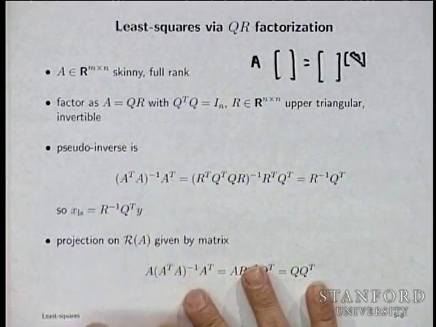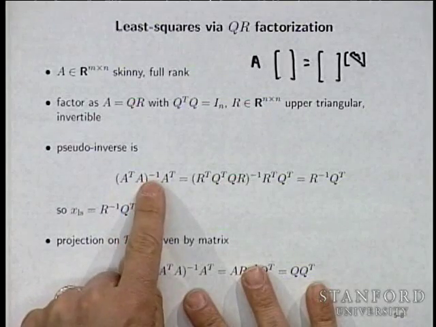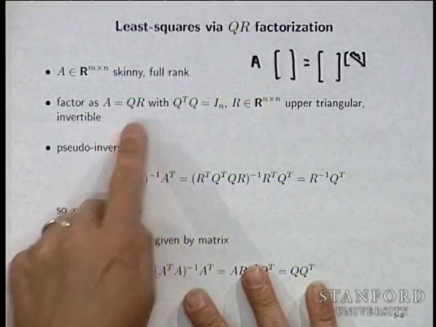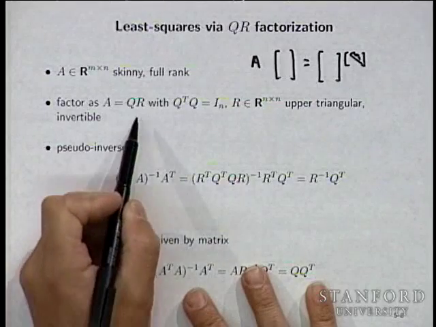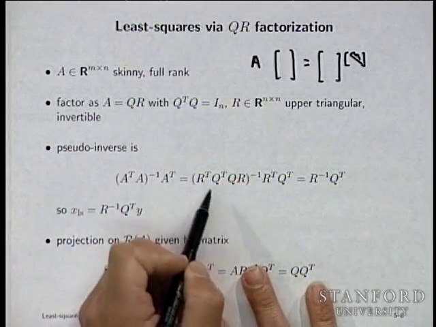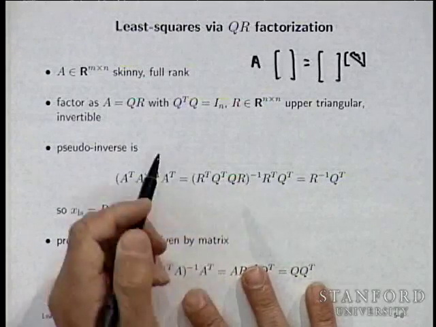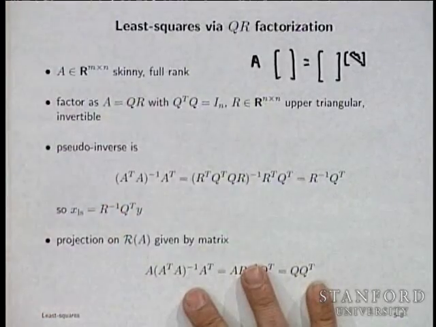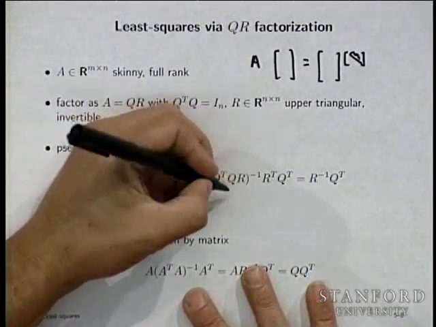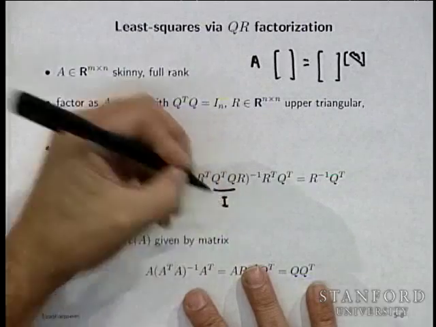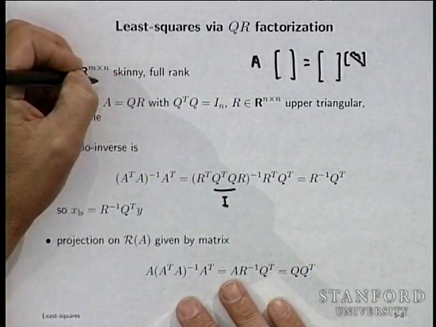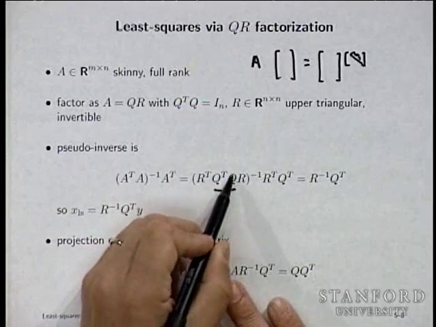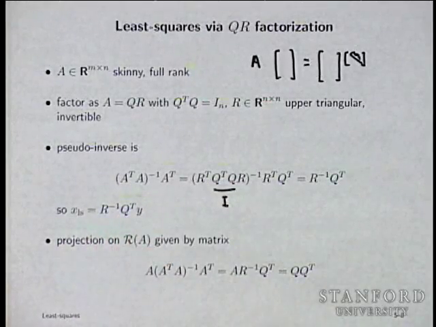Well, the pseudo-inverse is just this. It's (A transpose A) inverse times A transpose, and I'll just plug in QR for A. So A transpose is, of course, R transpose Q transpose, and here we have QR. Now you have to be very, very careful with these things. When the columns of Q are orthonormal, then Q transpose Q becomes I. Okay? So this just goes away, and you have (R transpose R) inverse.